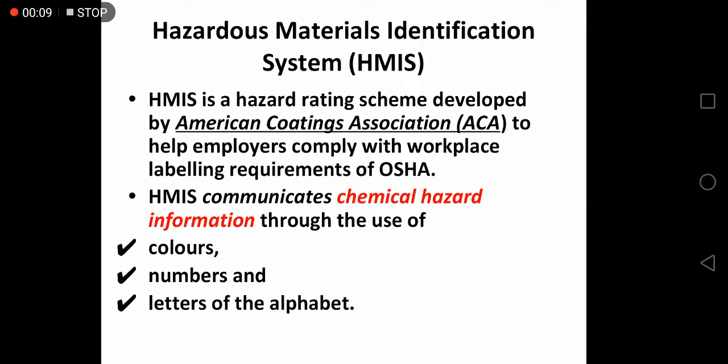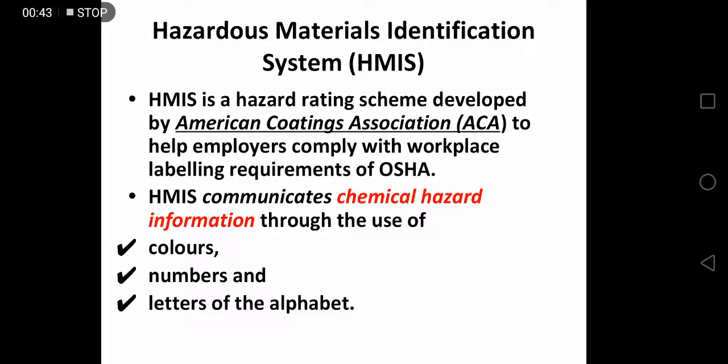Right now I am going to discuss the hazardous material identification system, normally known as HMIS. Basically, this hazardous material identification system is a hazard rating scheme developed by the American Coatings Association (ACA) to help employers comply with the workplace labeling requirements of OSHA.